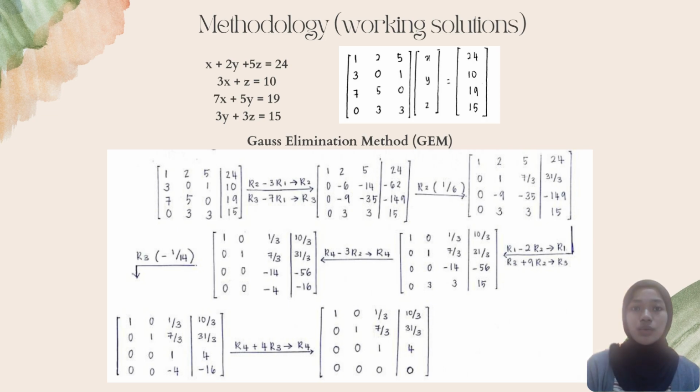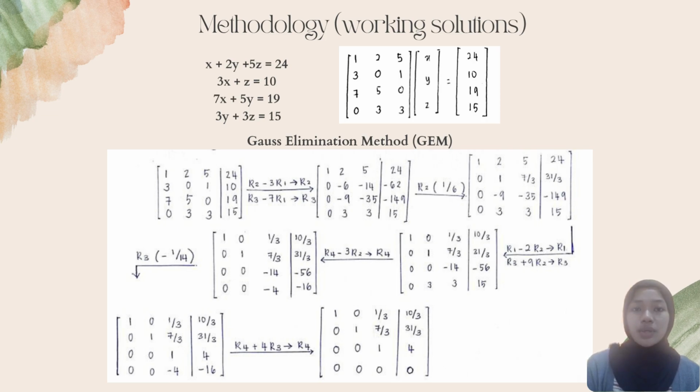Next, we move on to the working solutions. These are the equations based on our situation. We as a group have decided to use the Gauss elimination method, GEM, and the Gauss-Jordan elimination method, GJEM, to find the prices of each item. For the GEM, we need to subtract row 2 multiplied by 3 from row 1. Then subtract row 3 multiplied by 7 from row 1.